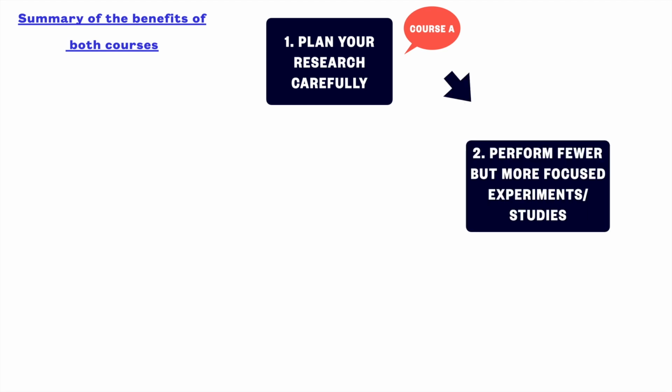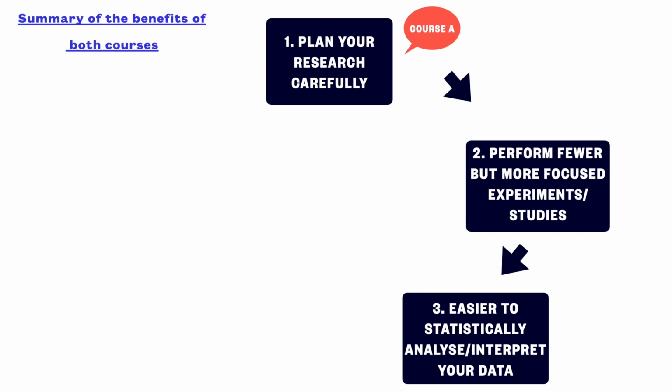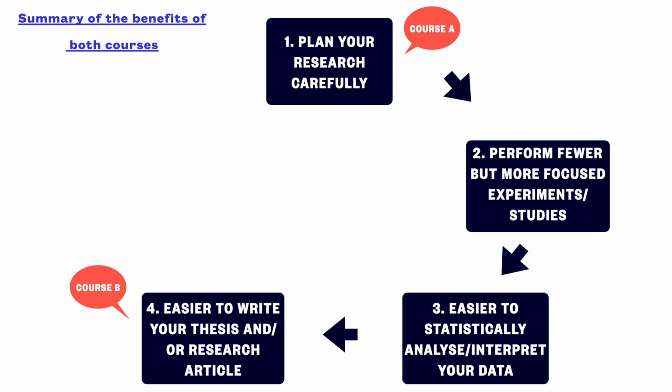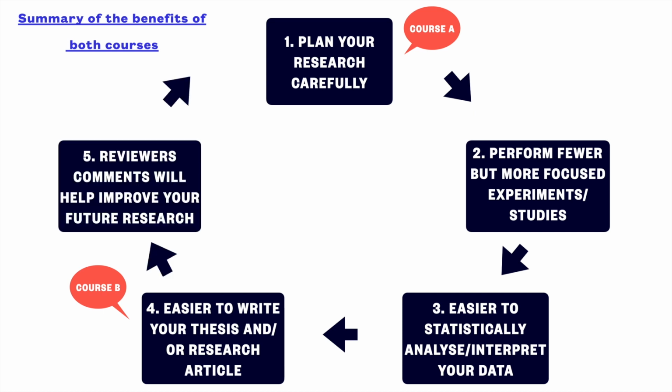I'll summarise the benefits of both courses. In Course A, you're going to learn how to plan your research carefully. This will allow you to perform fewer but more focused experiment studies, so you waste less time. Then it is easier to statistically analyse and/or interpret your data. And it is easier to write your graduate thesis and/or research article. And now you will have the time to do that. Finally, comments you receive from journal reviewers will help improve all future research you undertake.